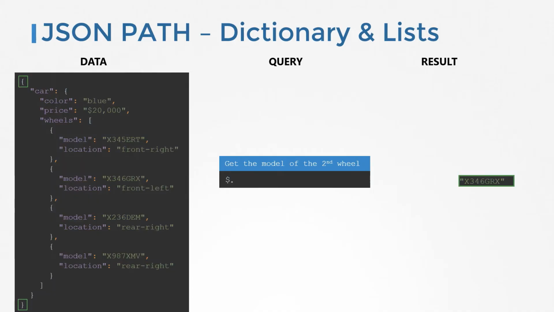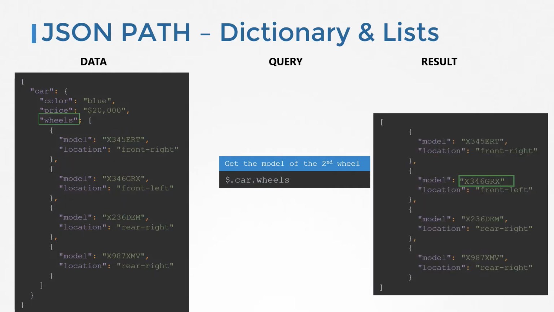Within the root dictionary, we have the car dictionary, so that's next in our query. Within the car, we have wheels. In the current state, the query would return an array of all the wheels. But that's not what we want. We just want the second wheel. So how do we get the second element in the array?